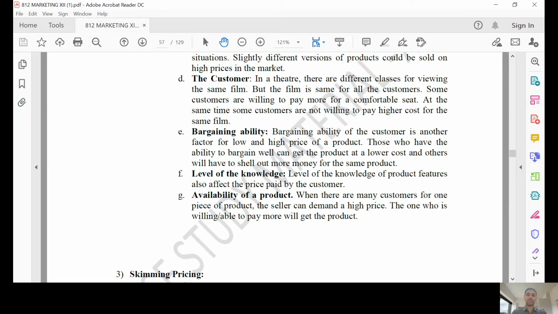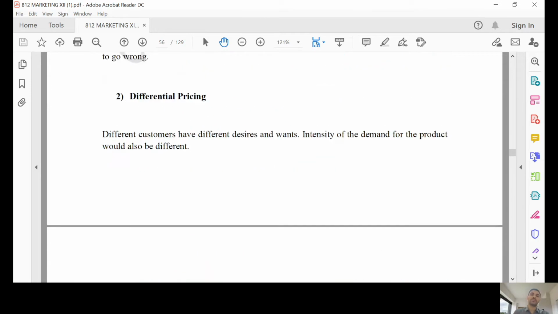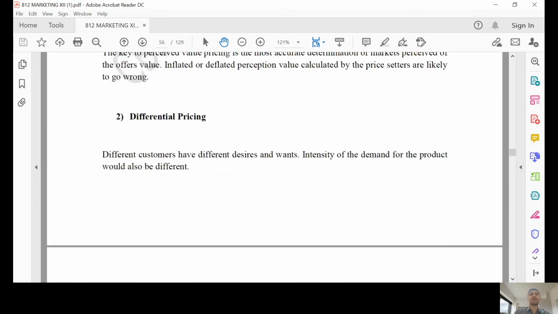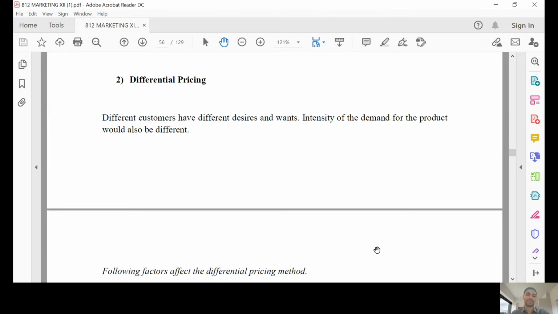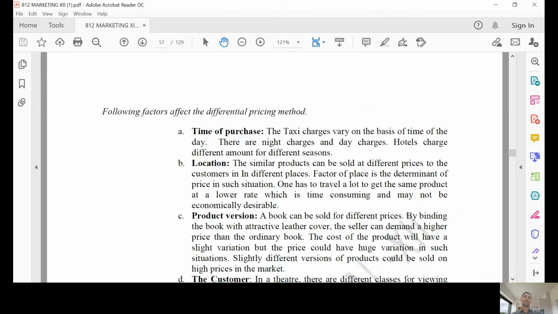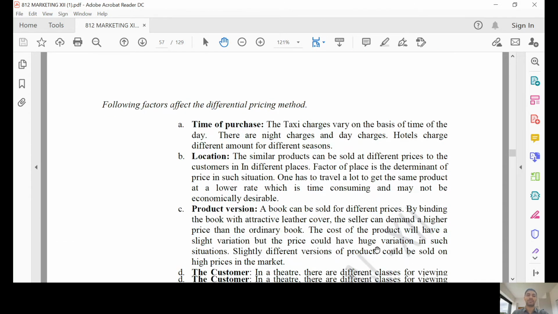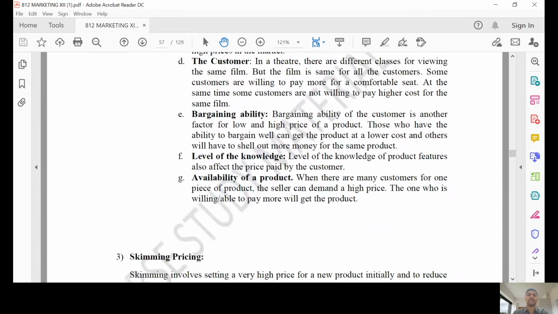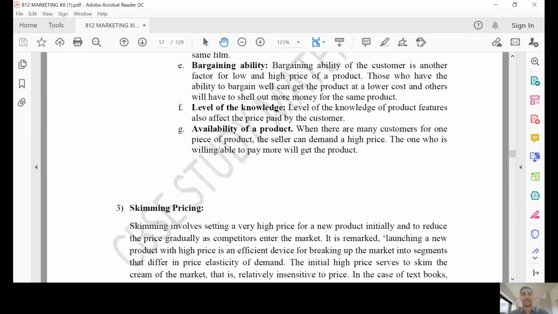One who is willing to pay more will get the product. You have only one or a few products, but customers are more. In that case, the marketer can sell at a different price according to the number of customers available to buy the product. So differential pricing is also a type of demand-oriented pricing, where different products are sold to different customers at different prices, according to the time of purchase, location, product version, customer bargaining ability, level of knowledge, availability of the product, etc.